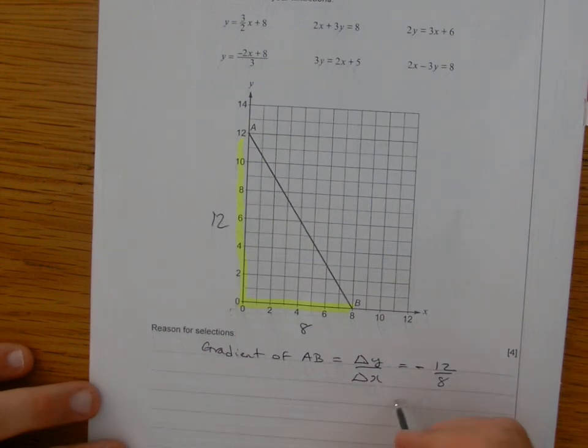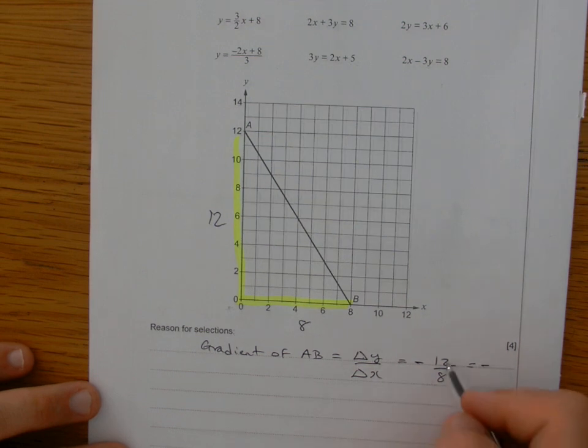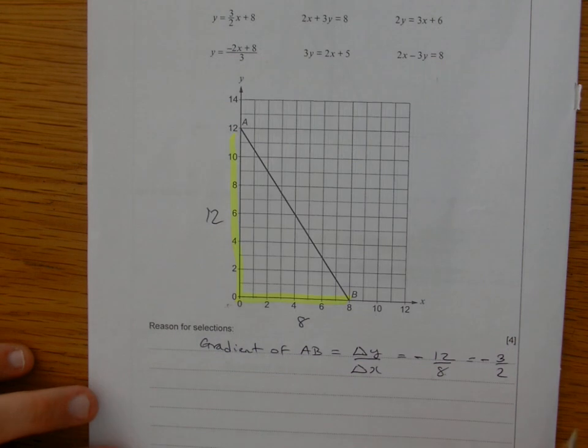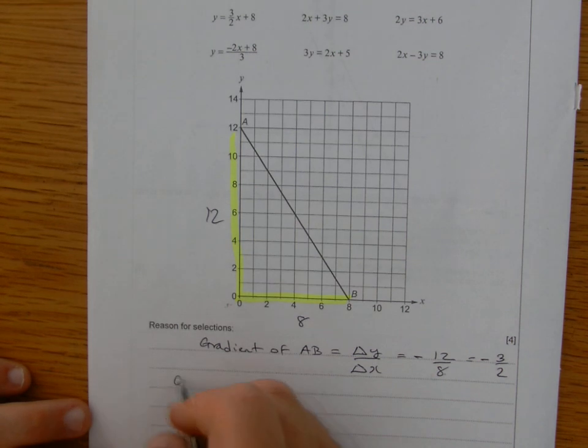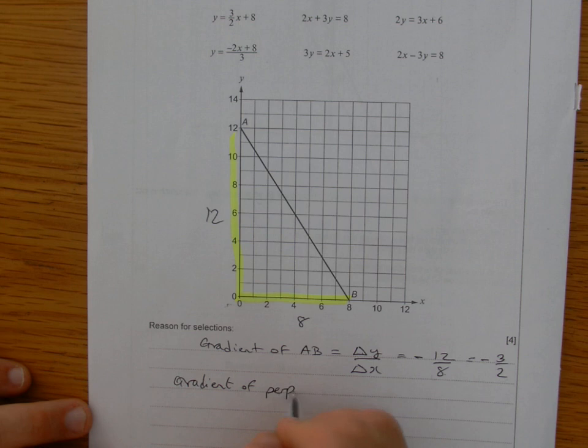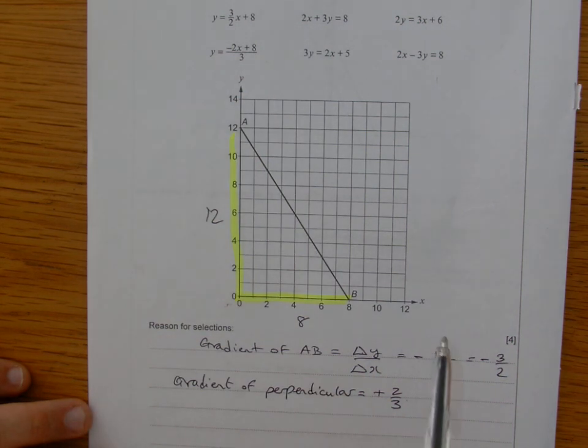Now, of course, we could simplify that. 4 goes into 12 3 times, and 4 goes into 8 twice, so it's minus 3 over 2. So that's the gradient of AB. But remember, the gradient of the perpendicular will be the negative reciprocal of this. The negative of this will make it positive, and the reciprocal then will make it 2/3. So we just need to identify up here which ones will have a gradient of 2/3.